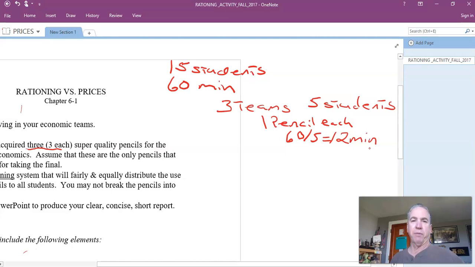So then you could modify the system. You say, okay, why don't we do something maybe based on somebody's GPA, like how well they take tests. Maybe some people don't need the pencil as long. No cheating on the test, by the way.